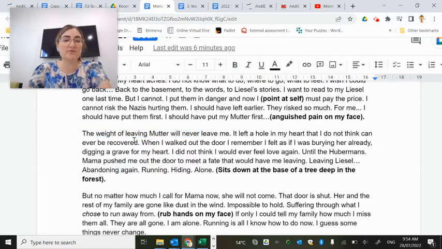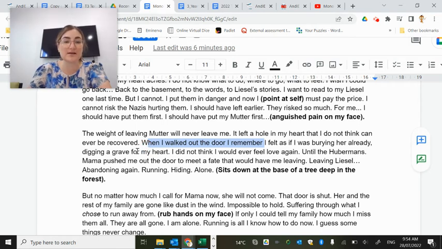So the weight of leaving Mutter will never leave me. So it left a hole in my heart that I do not think can ever be recovered. When I walk out the door, I remember. And when I walked out the door, I remember. So this here indicates, so he's reflecting on what happened in the past.